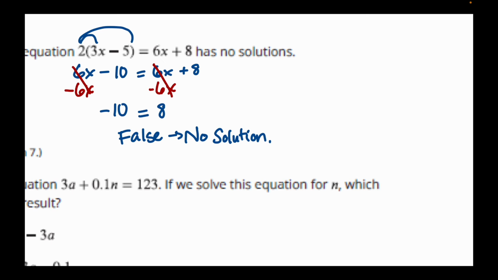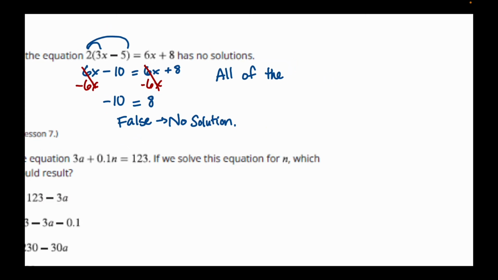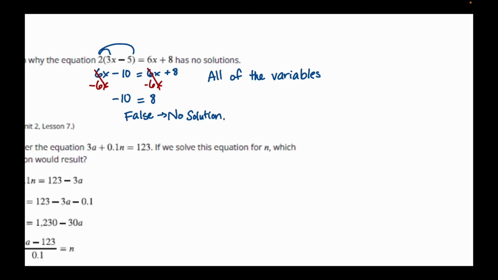So I can describe this as: all of the variable terms canceled out and left a false statement.